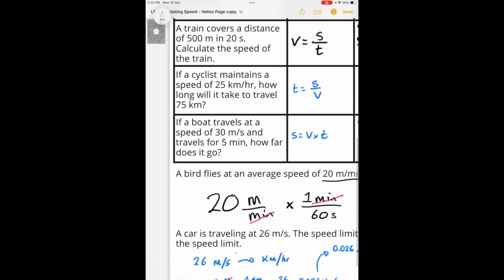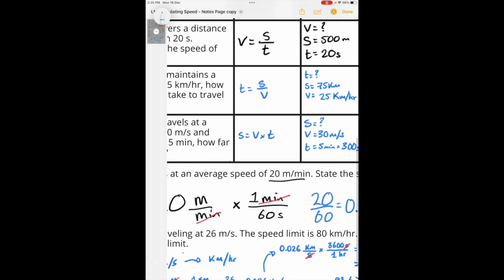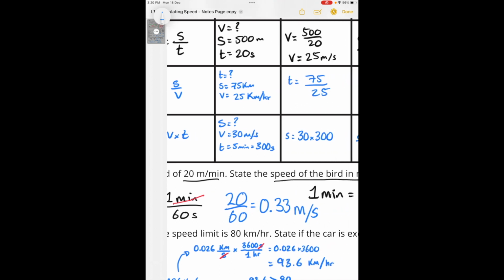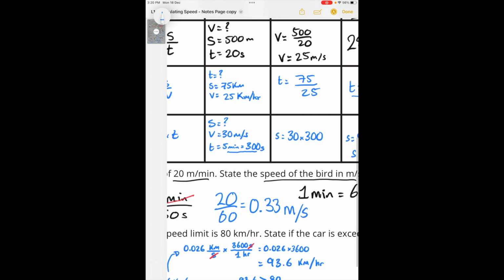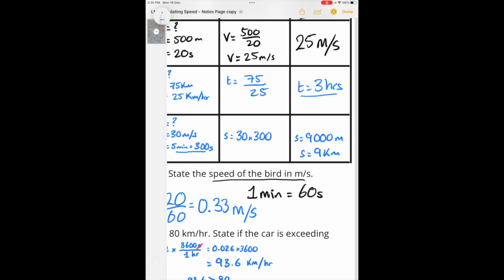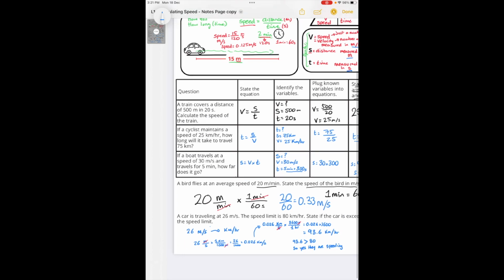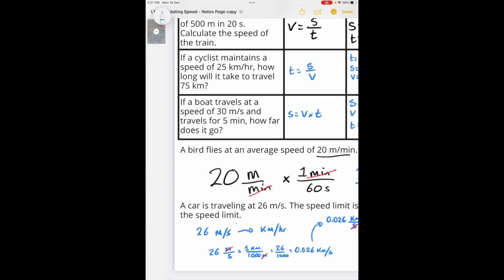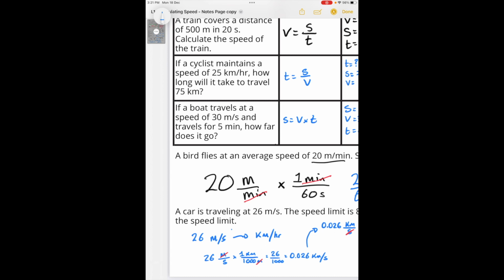Next, if a boat travels at a speed of 30 meters per second and travels for 5 minutes, how far does it go? We've got a new equation, s equals v times t. Find our variables. Here we have to make sure we change 5 minutes into 300 seconds. So we've got 30 times 300. We end up with 9,000 meters or 9 kilometers. Either answer is okay.